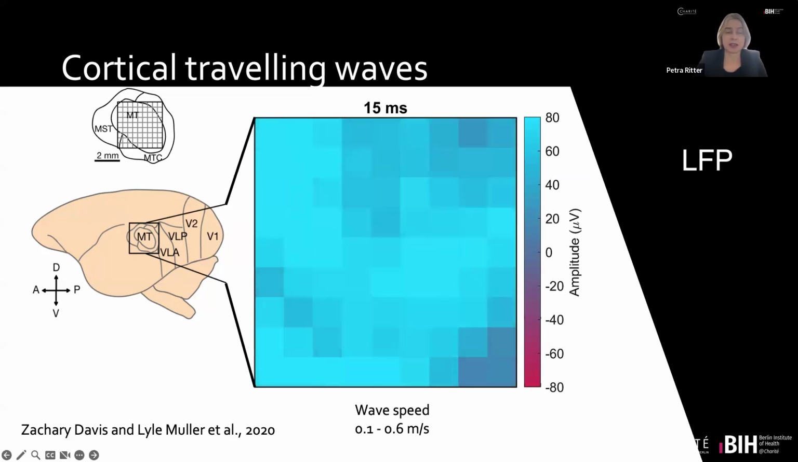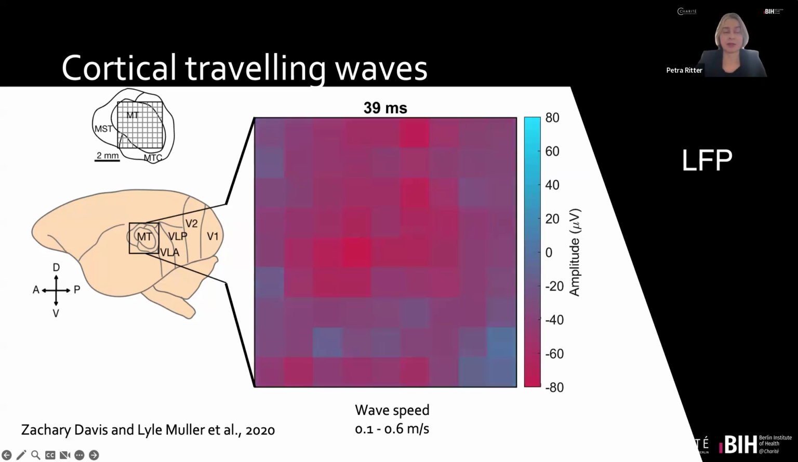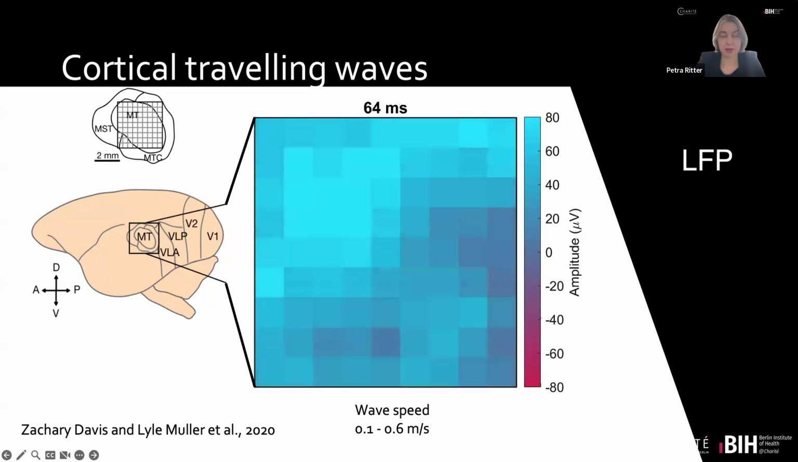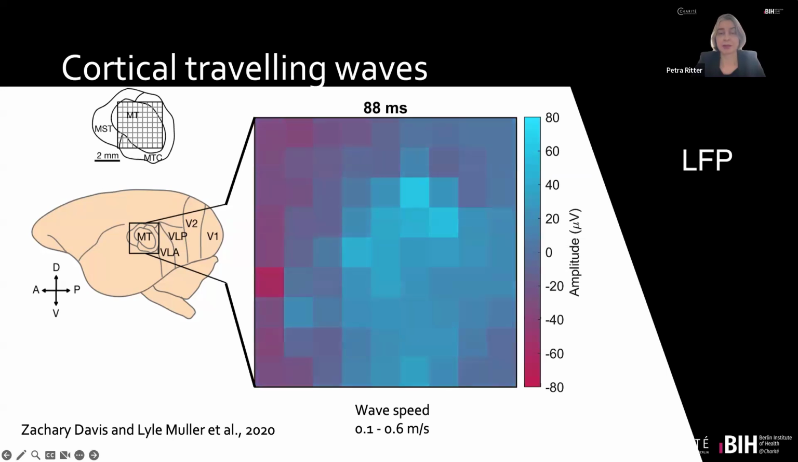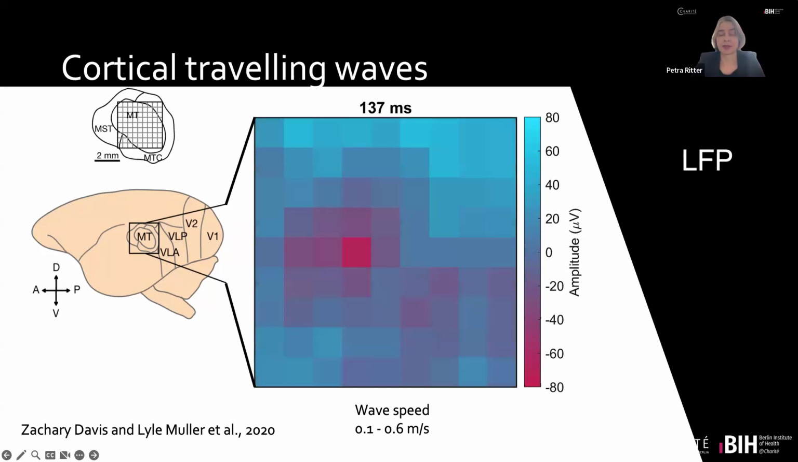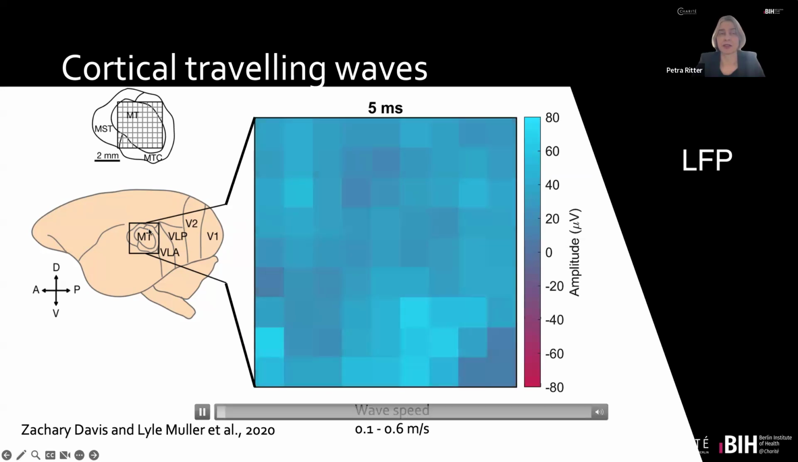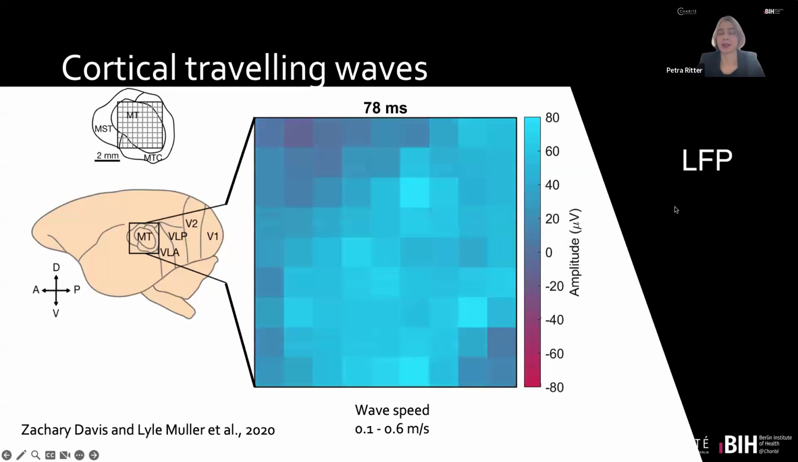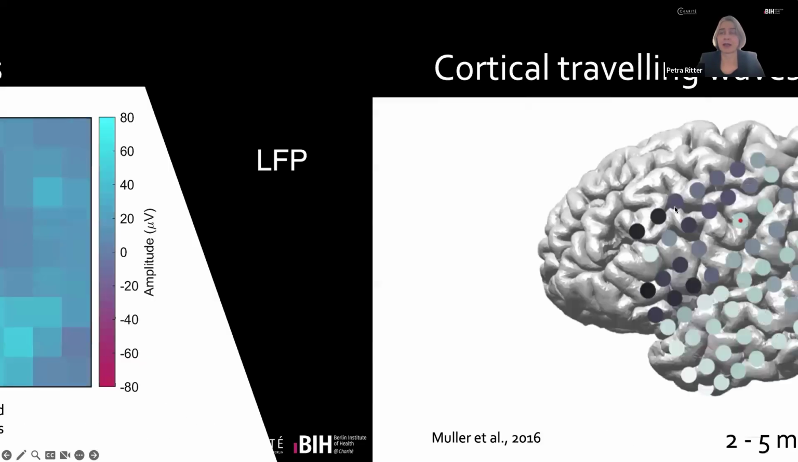And we also see the speed of the traveling waves, 0.1 to 0.6 meters per second. This is relatively slow, indicating that intracortical non-myelinated fibers are underlying these traveling waves in area MT of the macaque monkey. So these are local field potentials in the monkey.